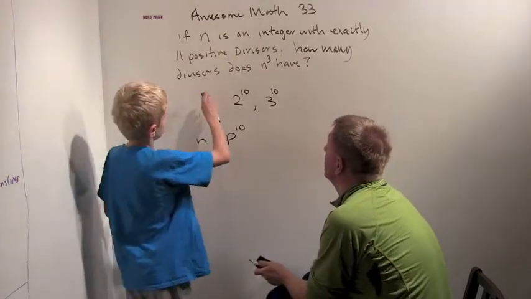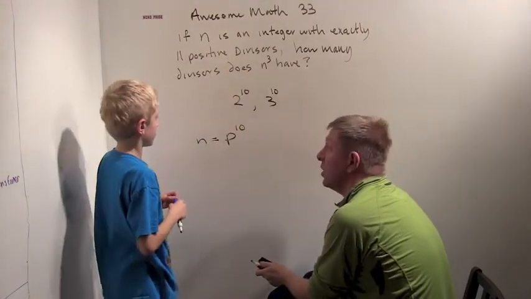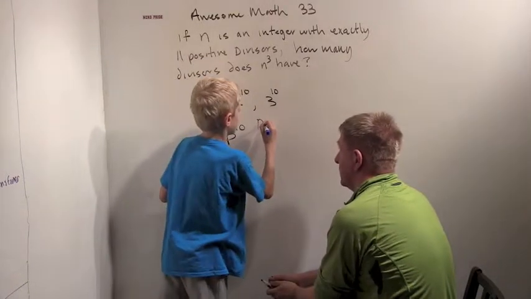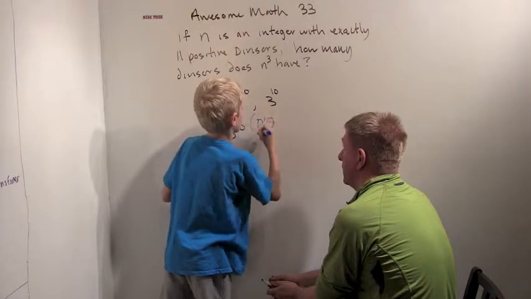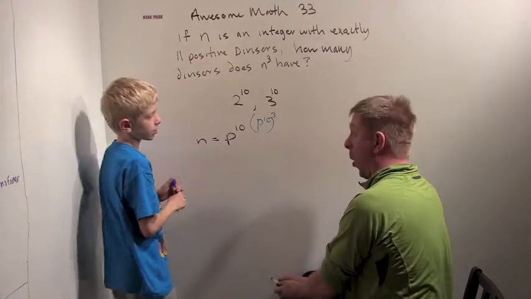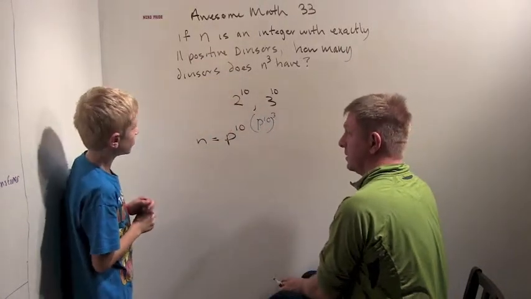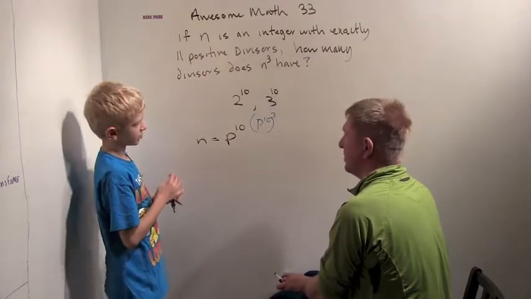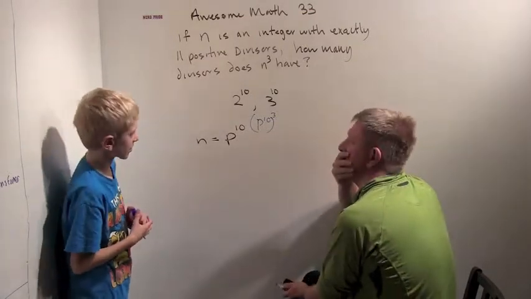Okay. And now we're going to take the cube of that. Whoa. So p to the 10th, cubed. Whoa. How many divisors does that have?